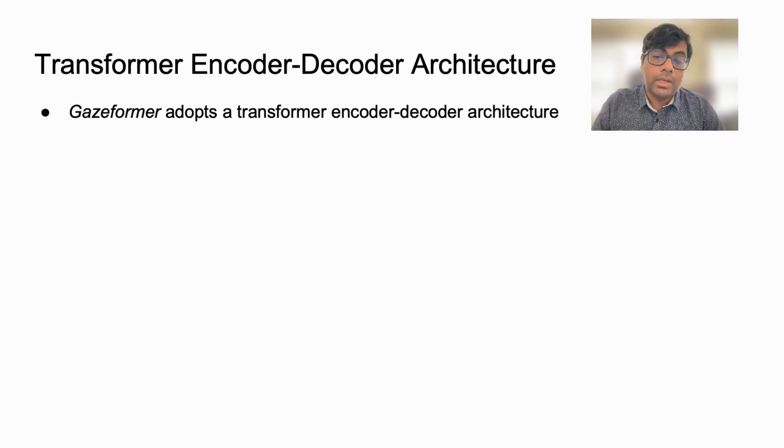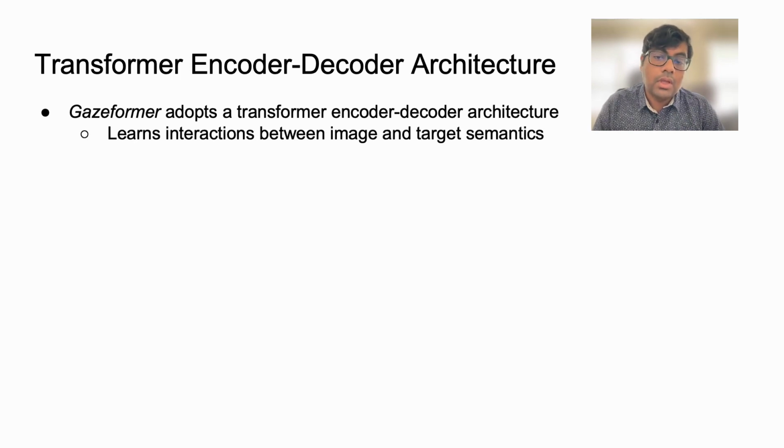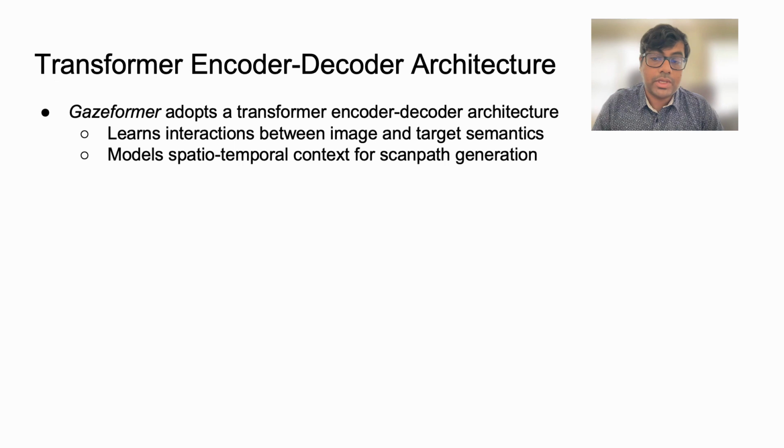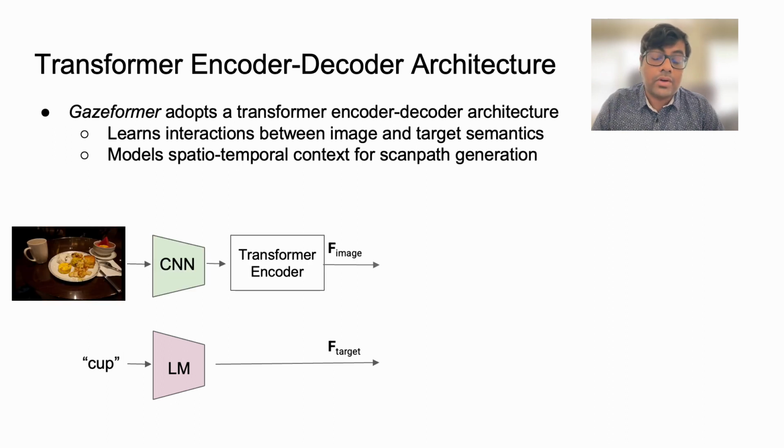For scanpath modeling, Gazeformer adopts a transformer encoder-decoder architecture. This model learns interactions between image and semantics of the target, and also models spatiotemporal context required for scanpath generation. In addition to encoding the target using a language model, Gazeformer uses a CNN backbone and transformer encoder to generate a contextual representation of the image.